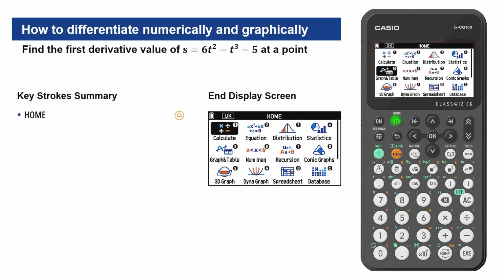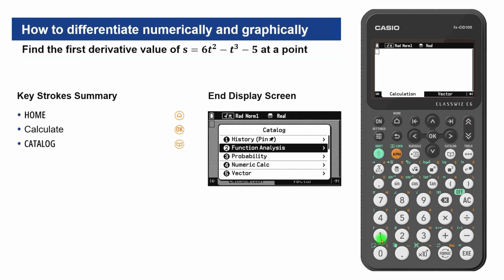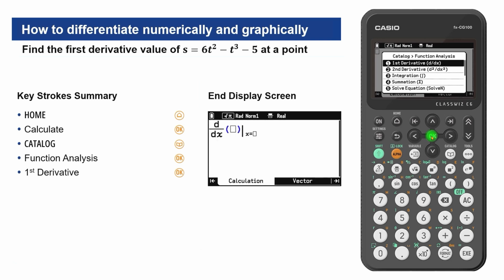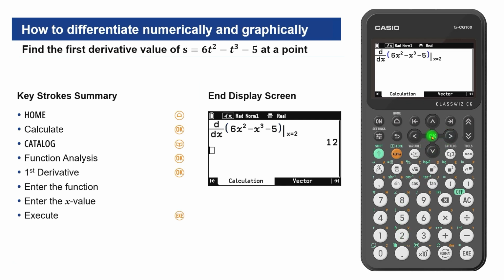From Home, select Calculate. The functionality is located in the same menu as before, so press Catalog and Function Analysis. Select First Derivative to open the same template. Then enter the function, and enter a specific x value, such as the inflection point. Then execute to find the gradient of the curve at that point.